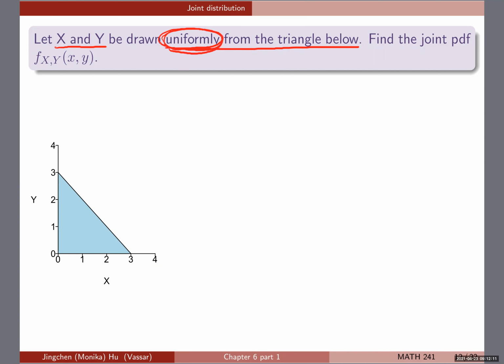If you put this into context, this is saying that in this shaded triangle, X and Y can be anywhere. Could be here, could be here, could be here. So it's anywhere within this triangle that it could be drawn, and it's equally likely at any point. So this is an important starting point for solving this question. So let's get started. Because of the uniform definition here, the joint density is a constant.